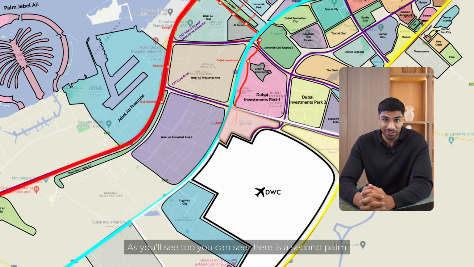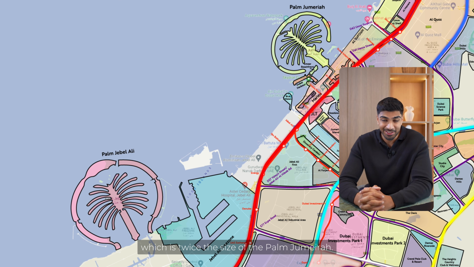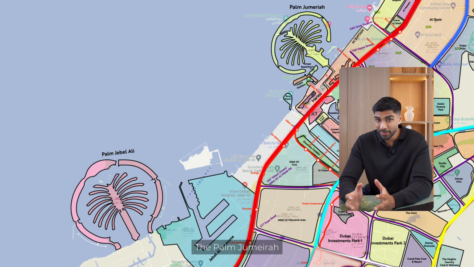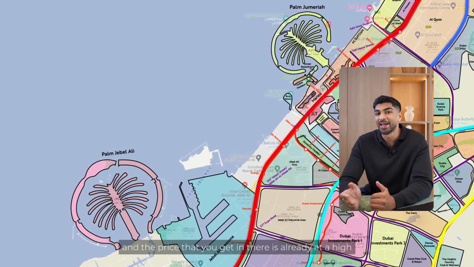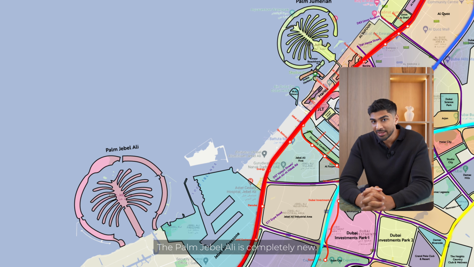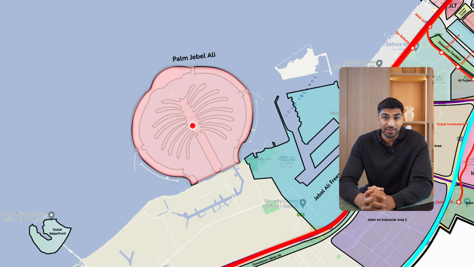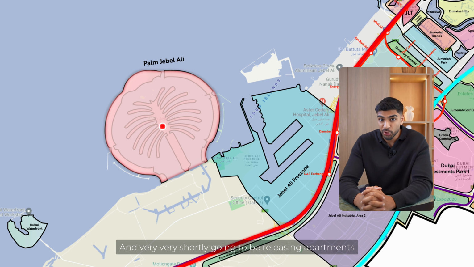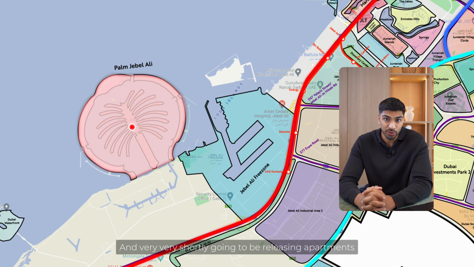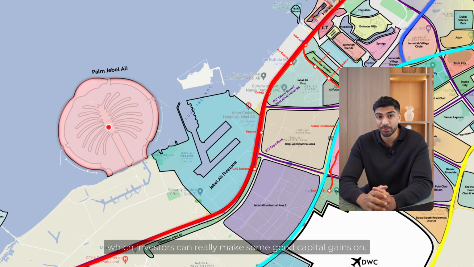As you'll also see, there is a second palm which is twice the size of the Palm Jumeirah. The Palm Jumeirah, as most of you would probably know, is completely developed, and the price you get in there is already at a high, with limited potential for growth on these assets. The Palm Jebel Ali is completely new. There is no current development that you can live in there, but there are a lot of projects coming online in the next few years. They are now launching the villas and very shortly will be releasing apartments which investors can make some good capital gains on.